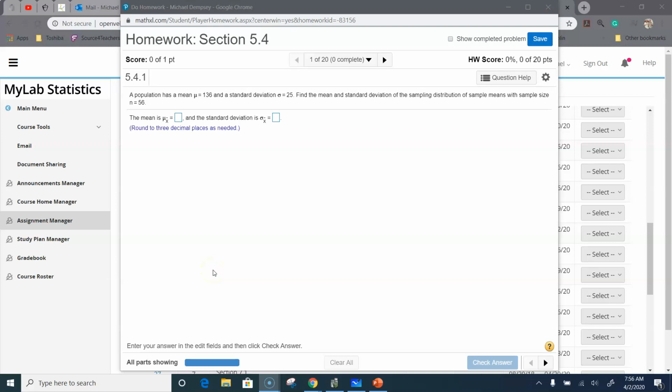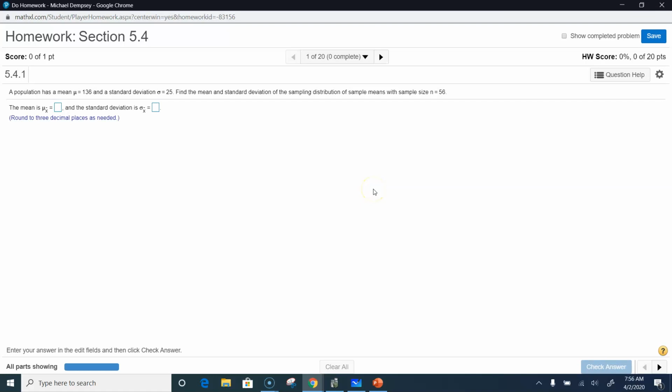Okay, so I'm going to look at some of our homework problems from this week to give you a little bit of help. The first one here, we have a population mean of 136 and a standard deviation of 25. Find the mean and standard deviation for the sampling distribution with a sample size of 56. Well, for the population mean, that's going to be easy, right?